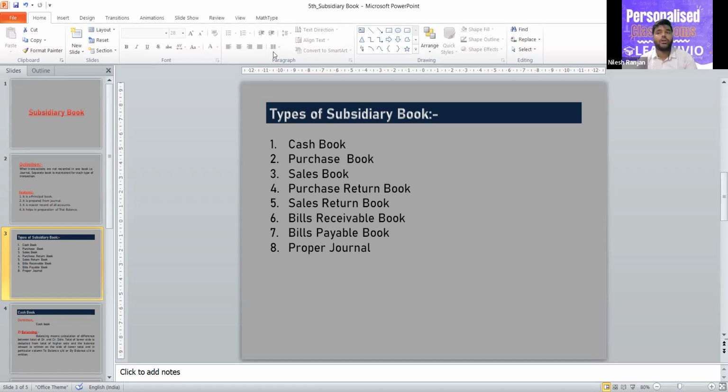Now the second book, the purchase book. Any credit purchase, because cash purchase will go to the cash book, will be written in the purchase book. Now, can you tell me, if we purchased assets for cash, then where will it go?